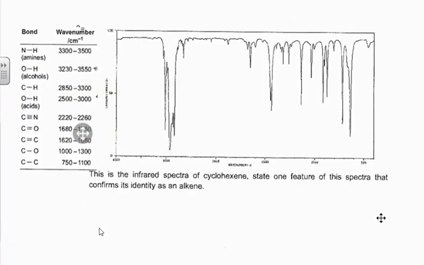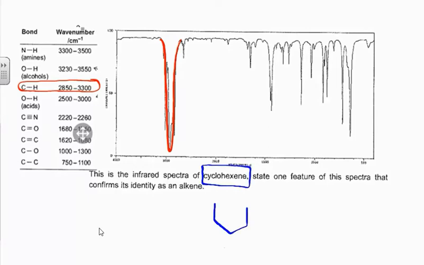Let's have a look at one more. So cyclohexene, lots of absorptions going on there. There's the one that we've seen before, so that's the carbon hydrogen. So what will cyclohexene have of interest? Well, let's draw the skeletal formula. We've got the carbon-carbon double bond.